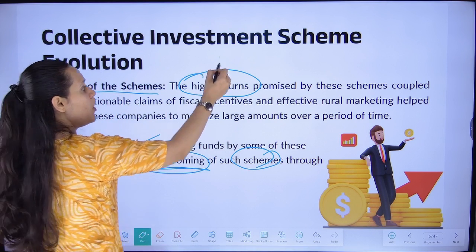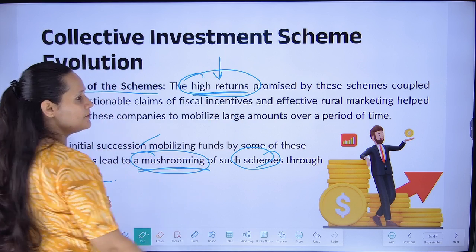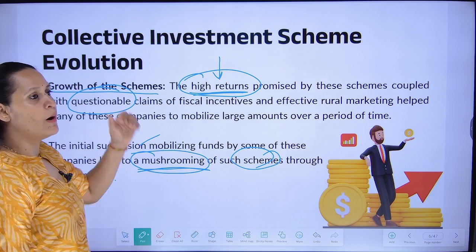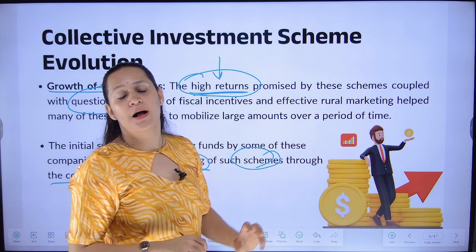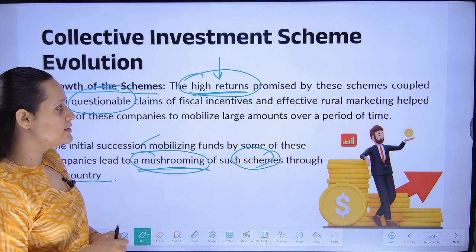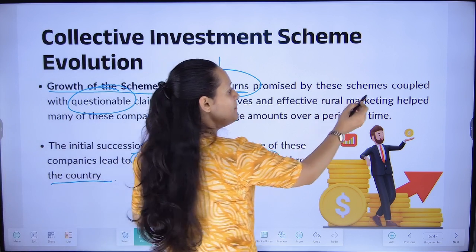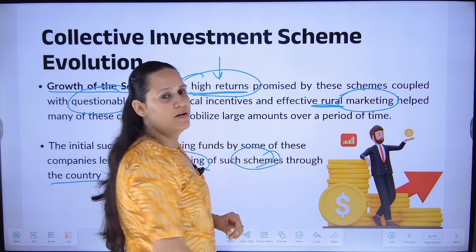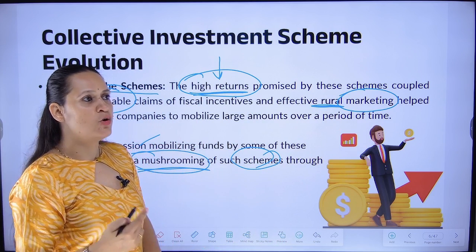But there were certain things that we have to keep in mind. They had promised a high rate of returns. That was an area of concern. It was questionable how you are promising such high returns. How is it possible to give such high returns? And most importantly, they marketed these kinds of schemes in the rural areas. Why? Because people there are not going to question much.